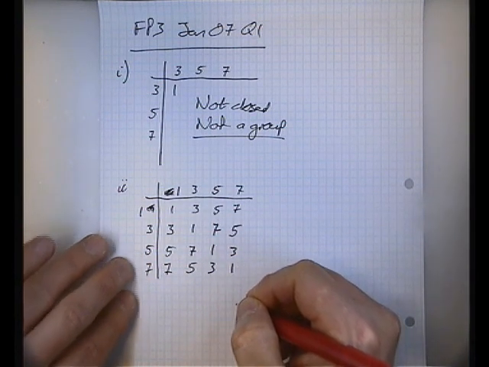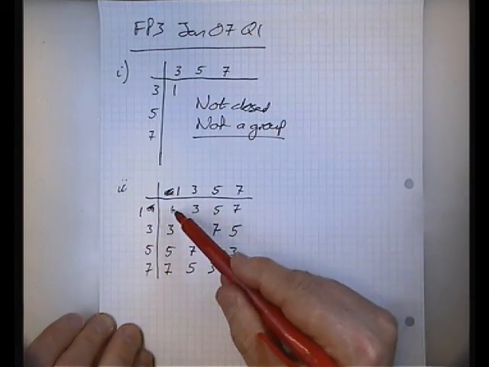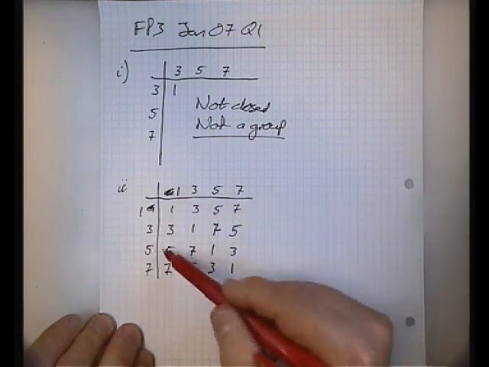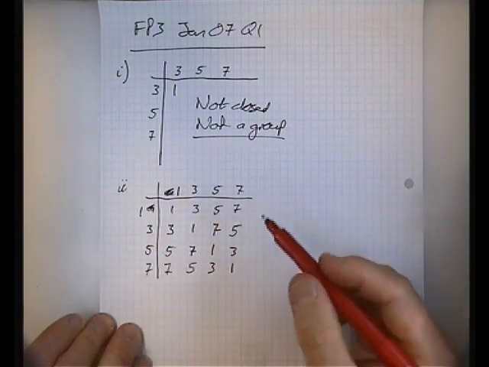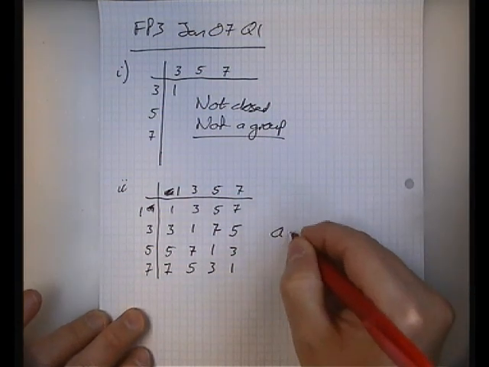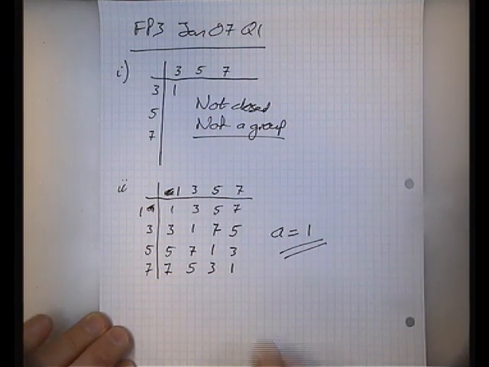Another interesting little point here is that the identity runs all the way down the diagonal, so 3 squared is 1, 5 squared is 1, 7 squared is 1. We'll see how that's useful in part 3 in a minute, but we better write the answer down because they did ask us to state what it was. So a equals 1.